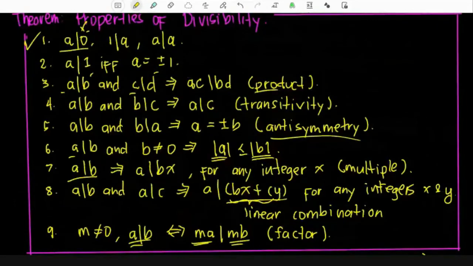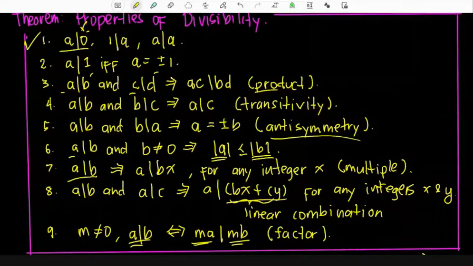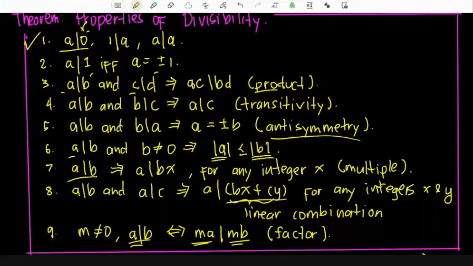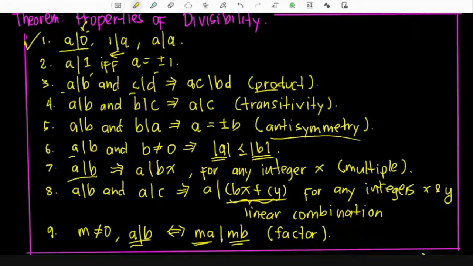Number 2: A divides 1 if and only if A is plus or minus 1. Okay. So, the only divisors of 1 we know for a fact are 1 and negative 1 only. Tama? Yun lang naman yung tanging possible scenario. Yung divisor ni 1 is 1 or negative 1. So, yung papunta rito, we're already good. If A is 1, then A divides 1. If A is negative 1, then negative 1 divides 1. Right?